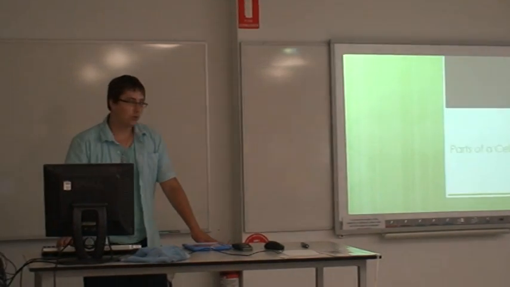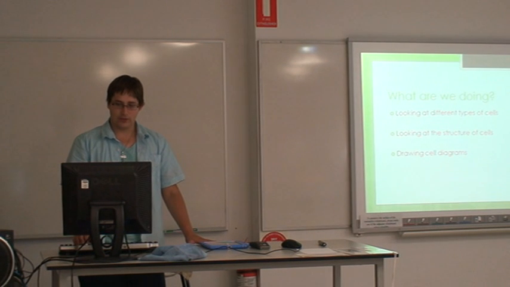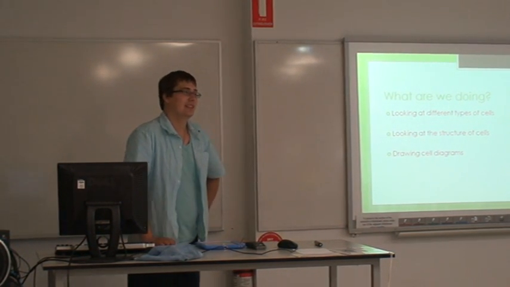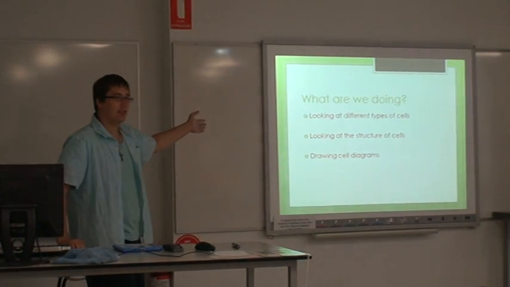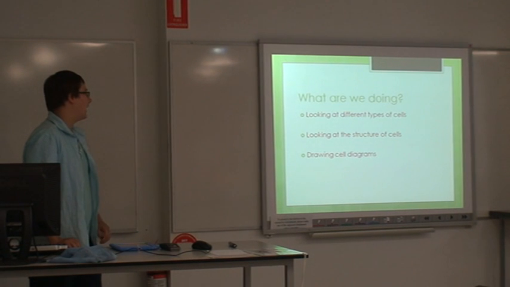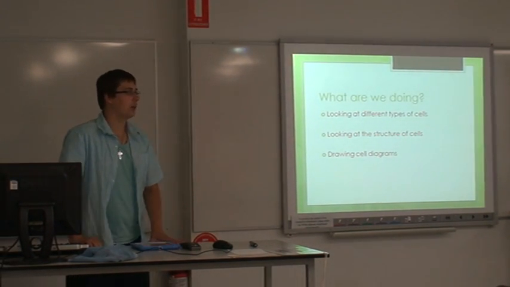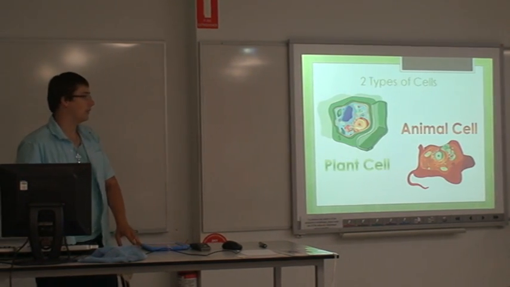Now, cells can have all kinds of different functions, but in principle we have two types of cells. Oh, sorry. This is what we're doing today. Should have had that before. So we're going to look at different types of cells, and we'll start with that right now. We'll look at some of the insides, and then we will look at drawing some cell diagrams. And then obviously next week we'll go into other parts.